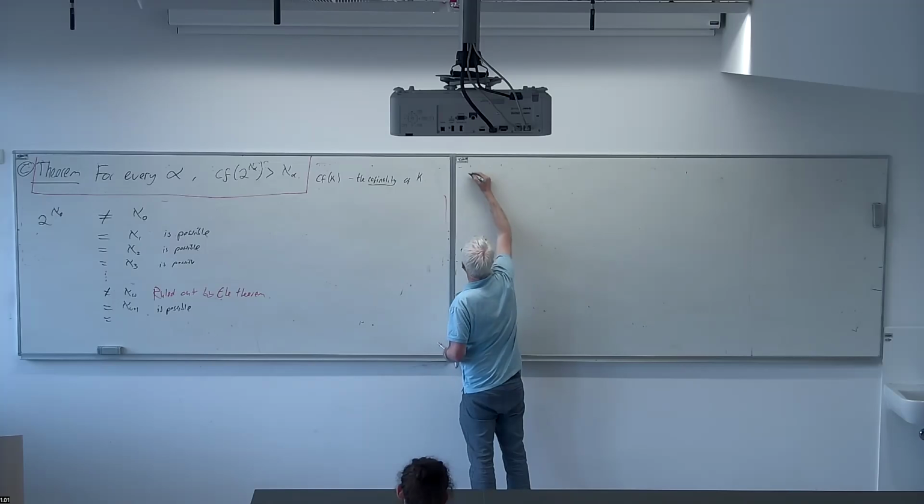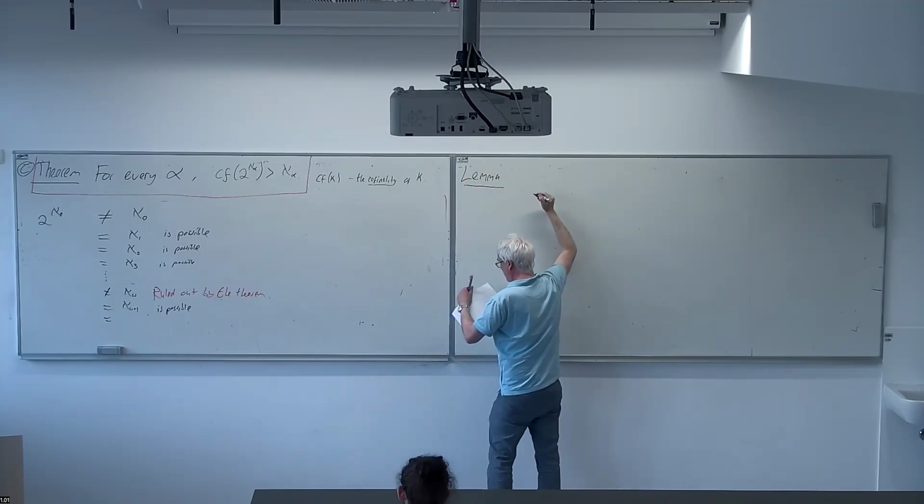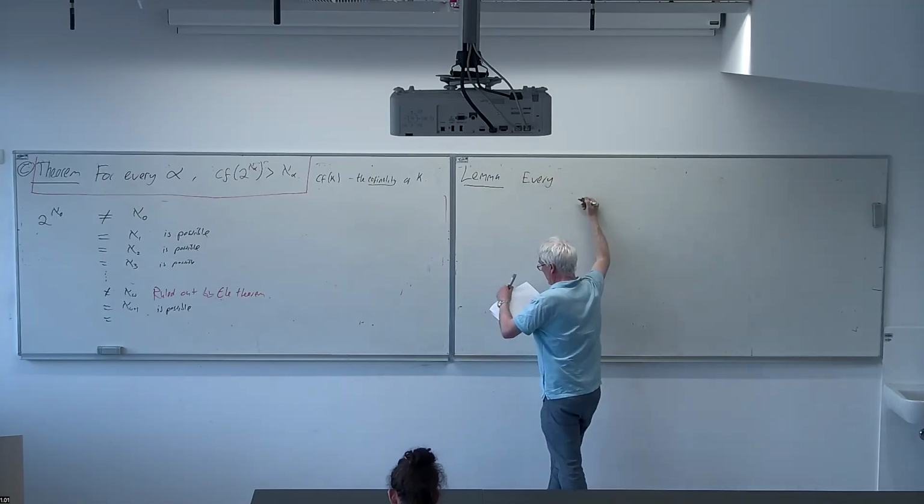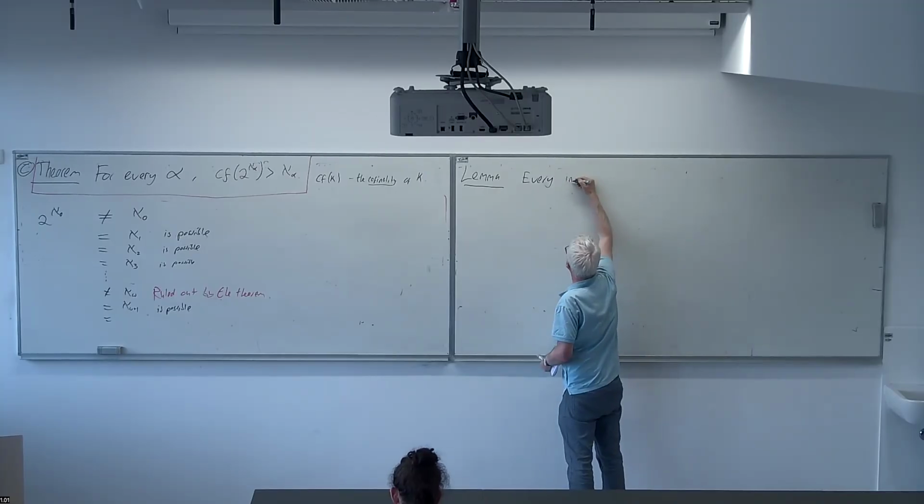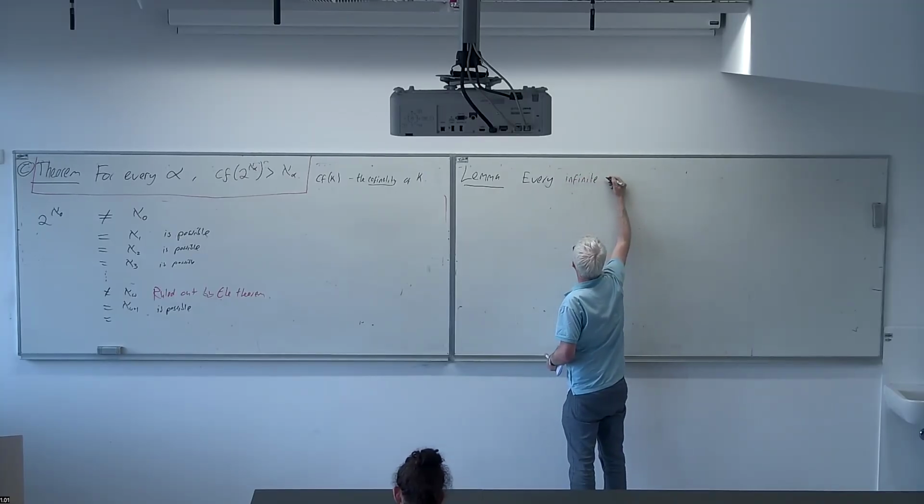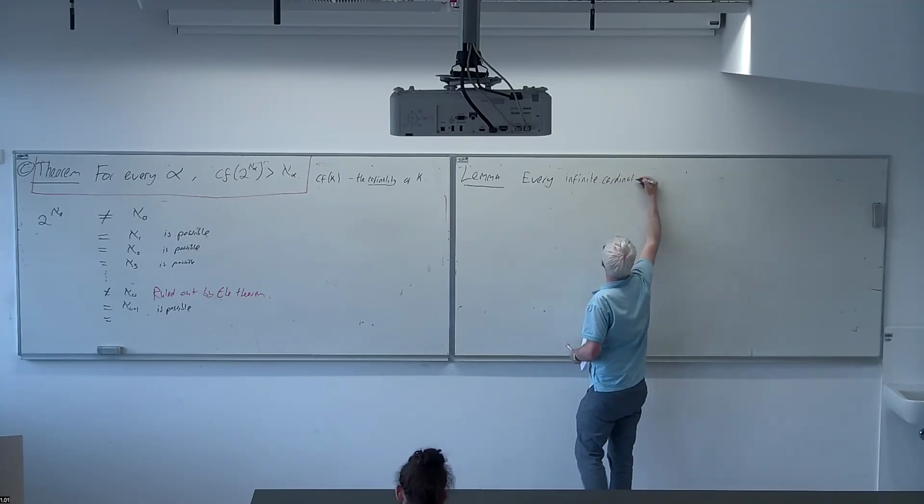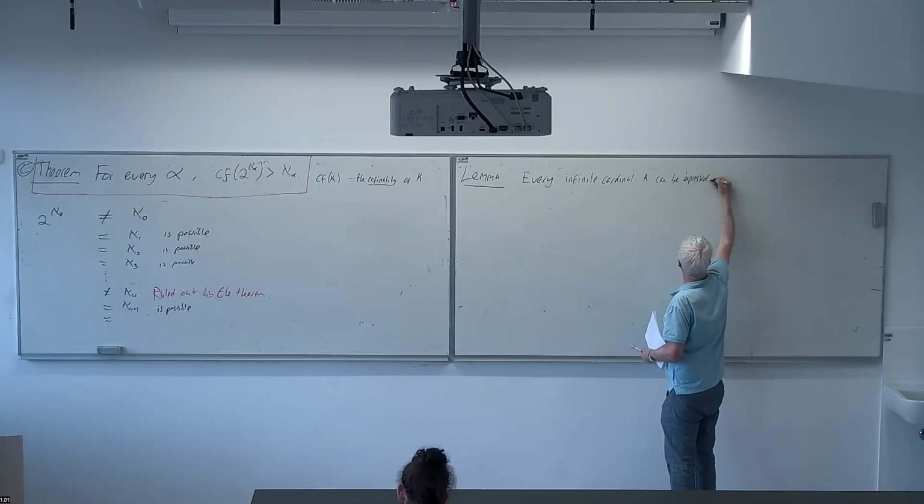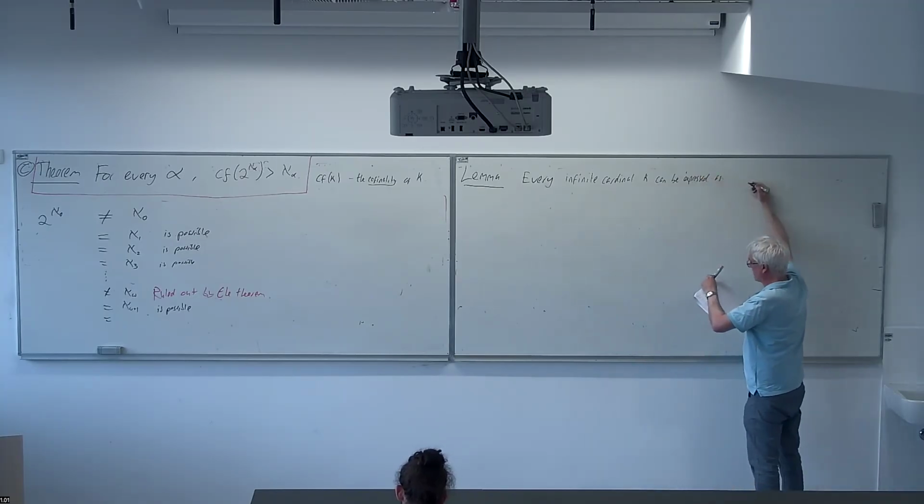Right, so we're going to prove the theorem, and the technical lemma is this. This again uses the axiom of choice. Every infinite cardinal kappa can be expressed as a sum of smaller kappas.